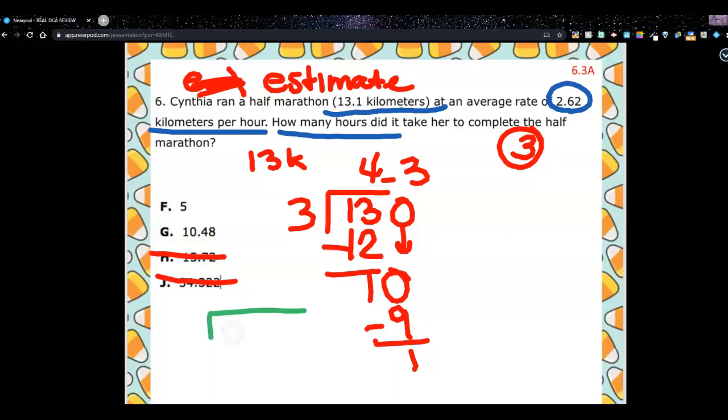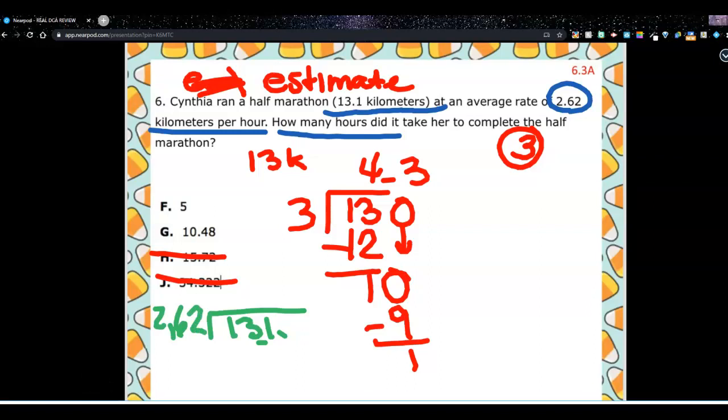Okay, so if you really love dividing decimals, then you would come over here and you would write 13.1. There, okay. And then it would be 2.62 on the outside. That's how I would set it up if I was going to divide this problem from scratch.